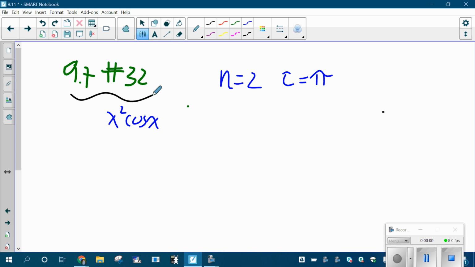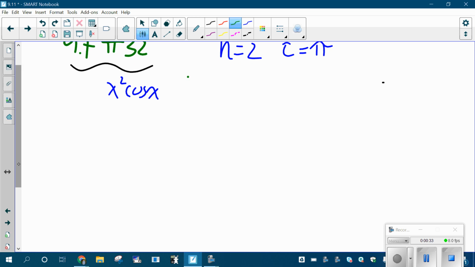They ask you to write a Taylor polynomial centered at pi with n equals 2, meaning second degree, for x squared cosine of x. Since it's centered at pi, not 0, we can't use any of our little transformation ideas. We can't take the Maclaurin series for cosine and shift it around. So we're going to do this the long way, which means we have to find the first two derivatives.